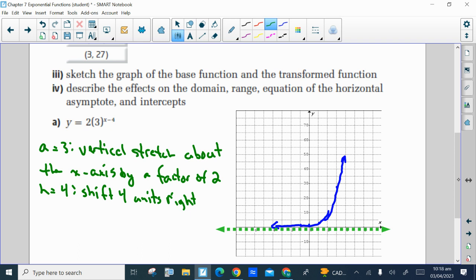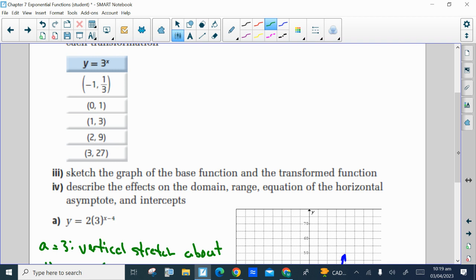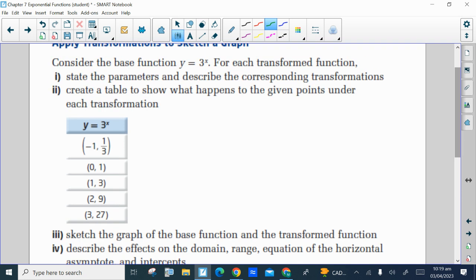So one of the best ways to sketch your new graph is to start with your base points and apply each transformation to those points. So the first thing we have again is an a value of 2. That's going to cause a vertical stretch by a factor of 2 about the x-axis. All the y values are multiplied by 2. So you see in this case, the y-intercept is changing. Instead of (0, 1), it's going to be (0, 2). All of the y values are multiplied by 2.